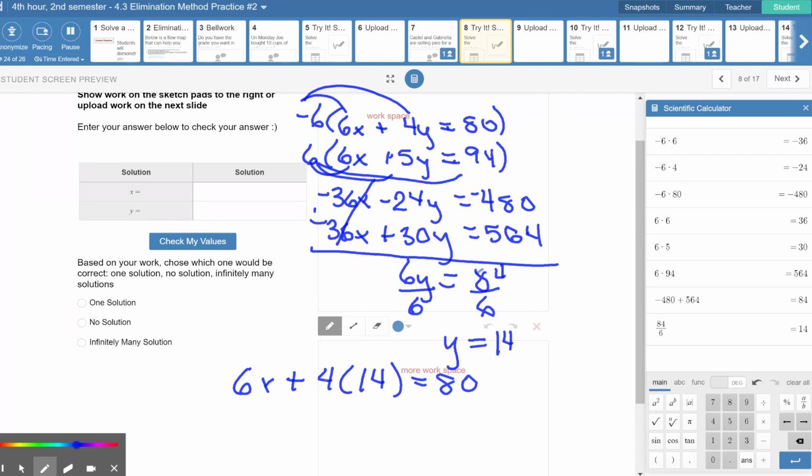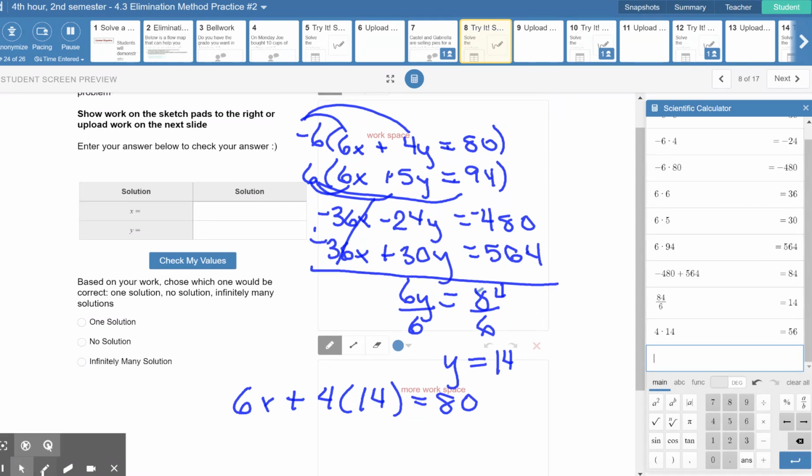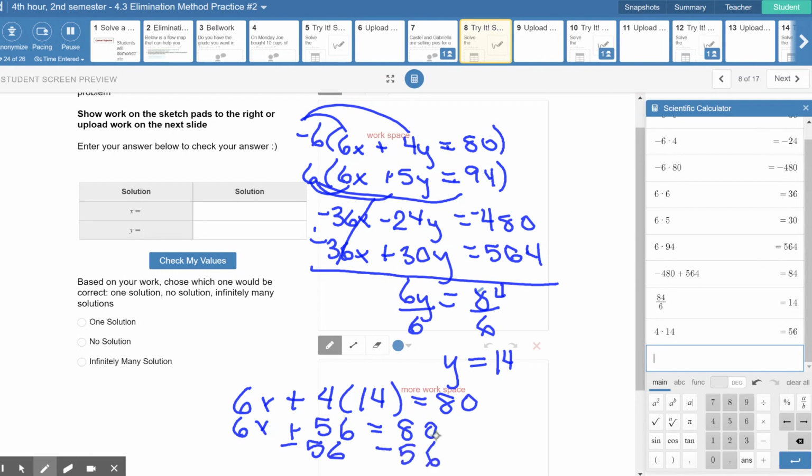All right, 4 times 14 gets you 56. So 6x plus 56 equals 80. Subtract the 56. So then 80 minus 56 gets you 24.